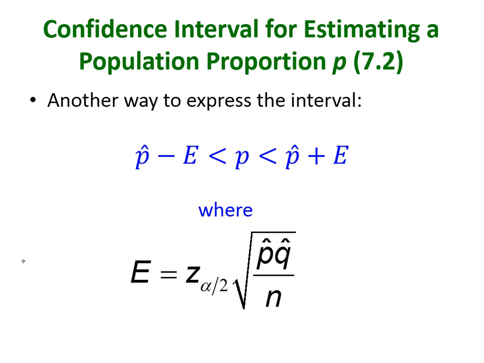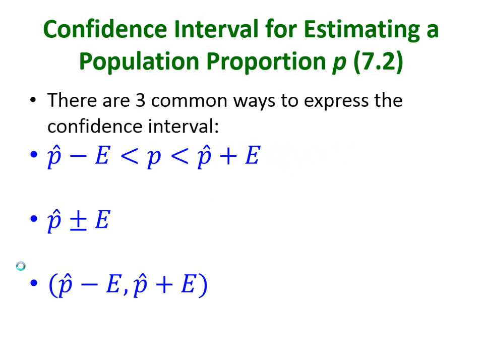I'm trying to remember if I've got another example before I tell you the calculator shortcut. So we've got 3 common ways to express our confidence interval. All 3 of these are ways that we have just looked at, where the population proportion P has to be between the sample proportion minus the margin of error and the sample proportion plus the margin of error.